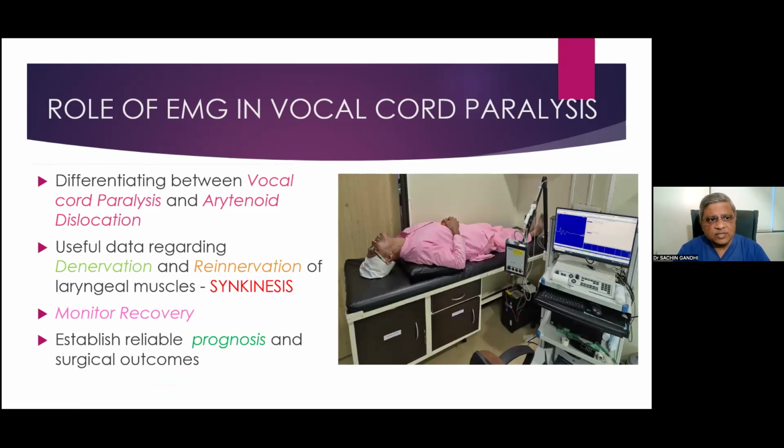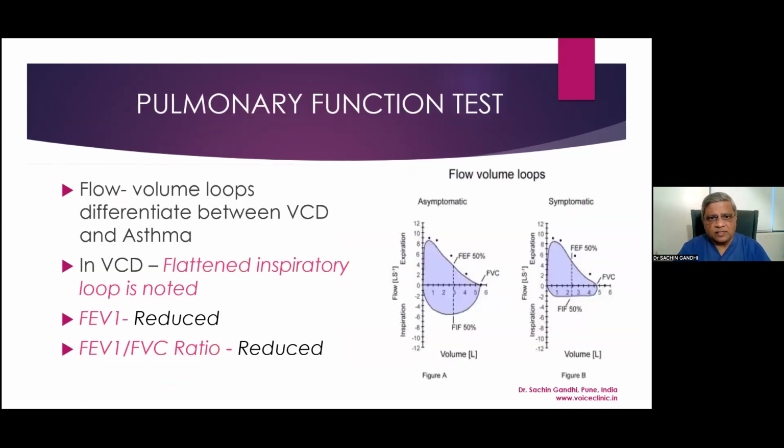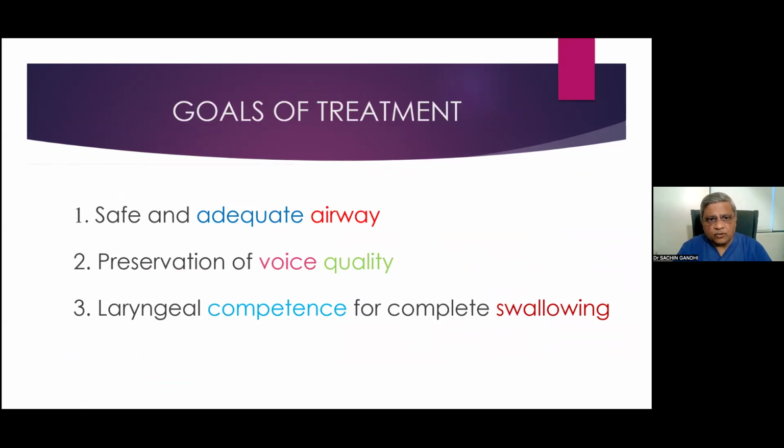This is the laryngeal EMG we are doing for all these cases, the advantage being to know what's the action potentials and what are the chances of spontaneous recovery. This is pulmonary function test which we are doing, and they are going to show classical graphs, and you can monitor whether to decannulate, when to decannulate. The goals of treatment: safe and adequate airway, of course, preservation of voice quality, and laryngeal competence for complete swallowing or without any aspiration.